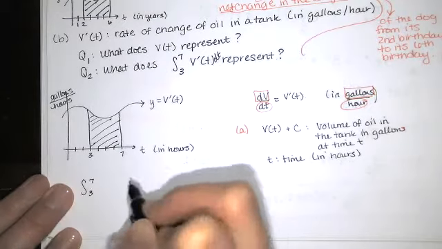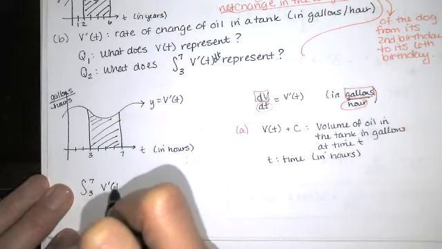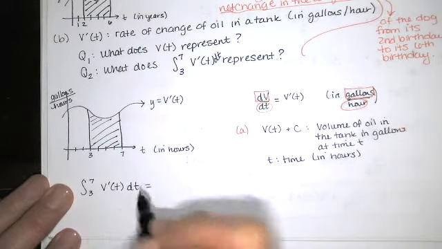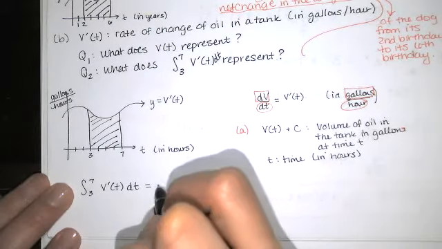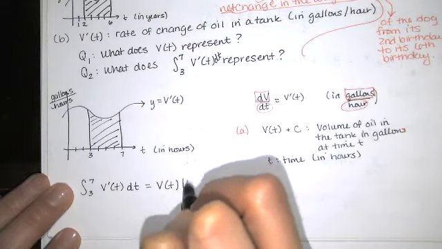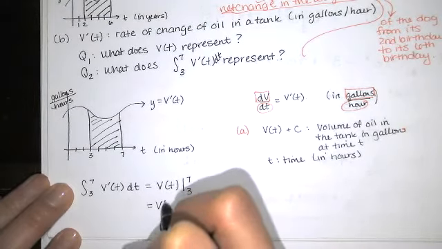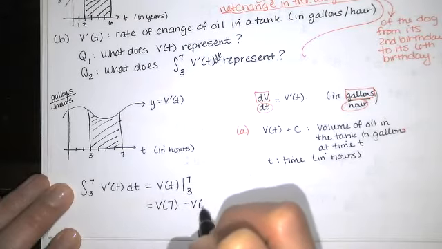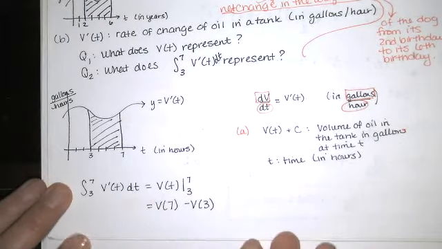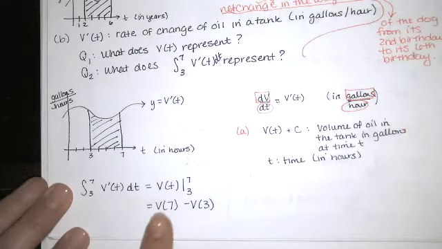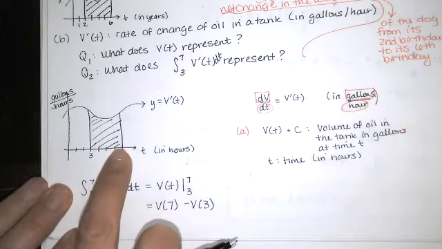Well, if I'm taking the integral from 3 to 7 of V prime of t, the antiderivative of the derivative is V of t. Then we substitute 7 and 3 and subtract. So we get V of 7 minus V of 3. Okay, well, what is that? Well, that is the volume of oil in the tank at time t equals 7.